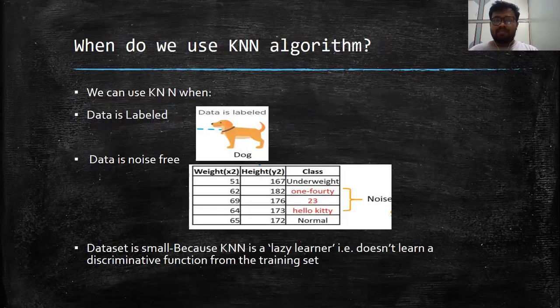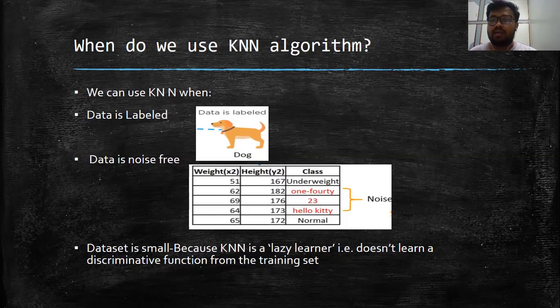So when do we use the KNN algorithm? We can use KNN when data is labeled, when data is noise free, and when the data set is small. What do we mean by data set is labeled? Here we can see a dog is given. Let's consider an example.